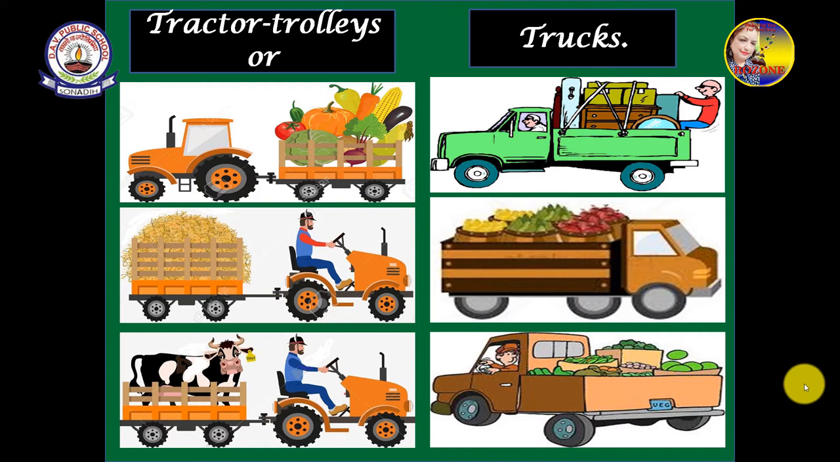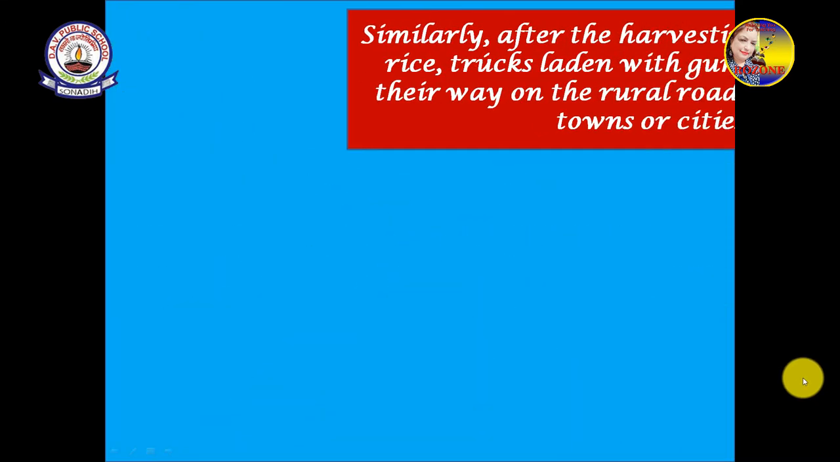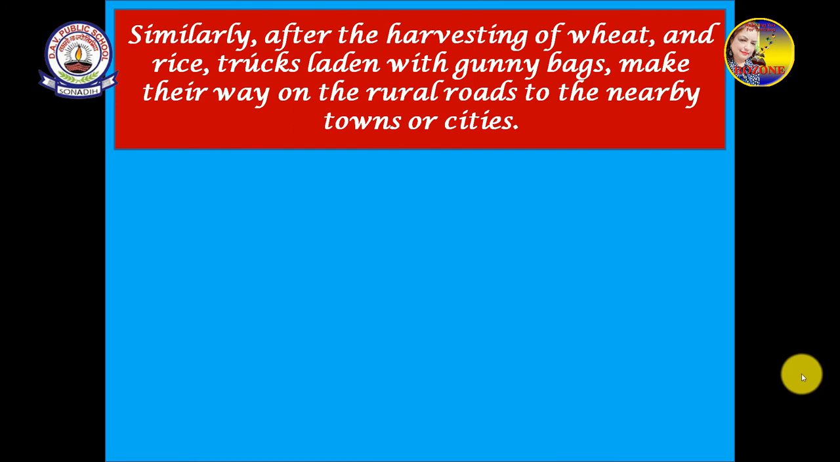They want to sell it and earn money, so they send it to the nearby towns and villages. Similarly, after the harvesting of wheat and rice, trucks laden with gunny bags make their way on the rural roads to the nearby towns or cities.